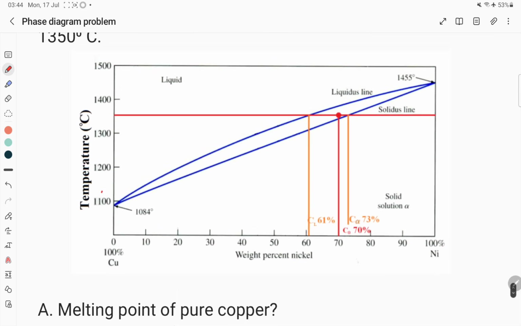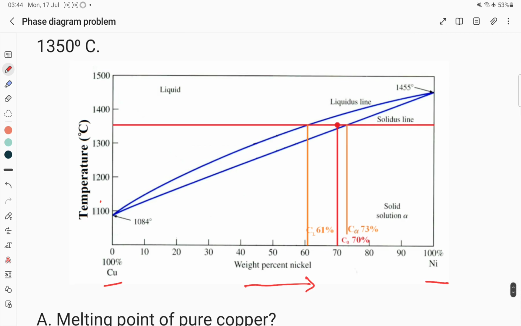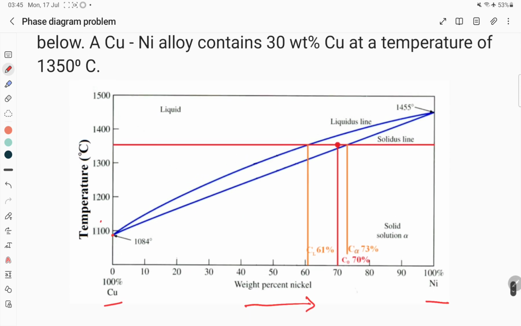Here you can see the binary phase diagram of copper and nickel. On the x-axis you have weight percentage of nickel, and on the y-axis you have temperature. Some important things: the melting point of copper is 1084 degrees, and the melting point of nickel is 1455. Another important thing is these two lines, called liquidus and solidus.